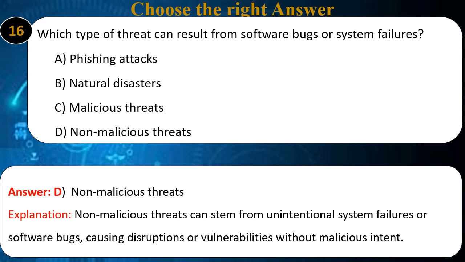Here are some specific examples of non-malicious threats that can arise from software bugs or system failures. Data loss. A bug in a data storage system could lead to accidental deletion or corruption of important files. System crashes. Unexpected software behavior or hardware issues can cause entire systems to crash, leading to downtime and lost productivity. Incorrect calculations. Bugs in software used for financial transactions or scientific calculations can lead to inaccurate results with potentially severe consequences. Privacy breaches. System vulnerabilities could expose sensitive information like personal data or financial records if not properly secured.